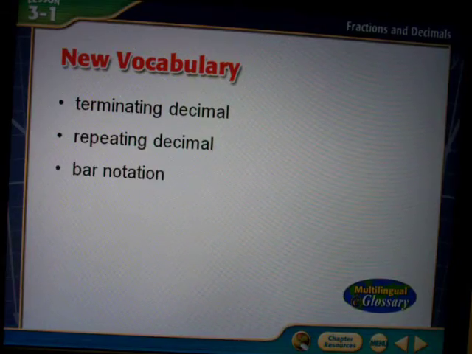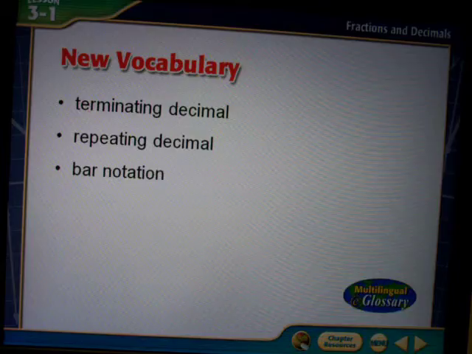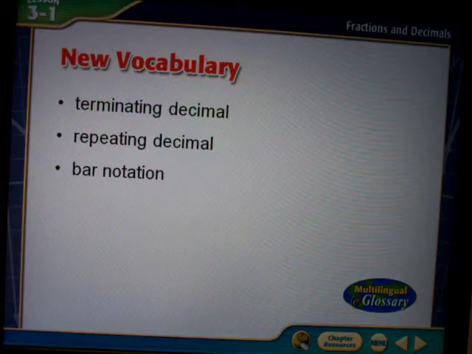Sometimes what they use is this bar notation. So instead of writing 0.33333333 after 1/3, since all that repeats are the 3's, they just put a line over the 3. And that's just what that bar notation means. Another example would be like 0.35, 35, 35, 35, 35. They just put a line over the 35 to show you those are the numbers that repeat.